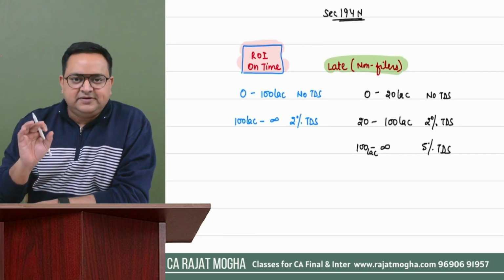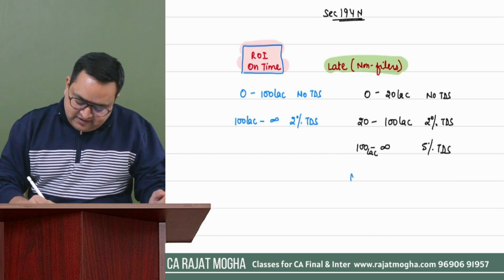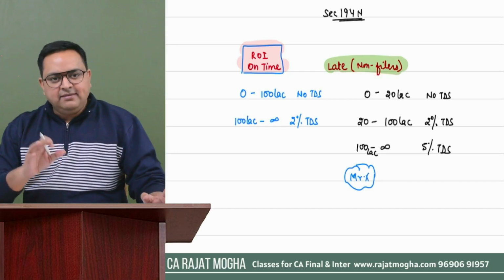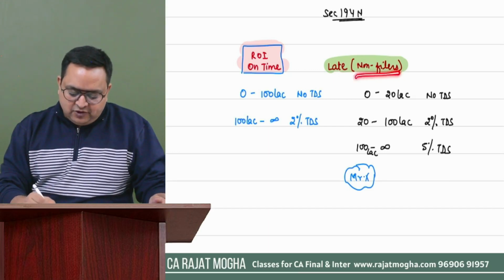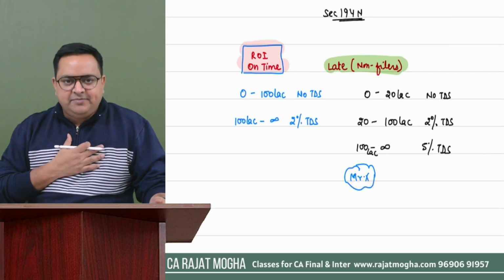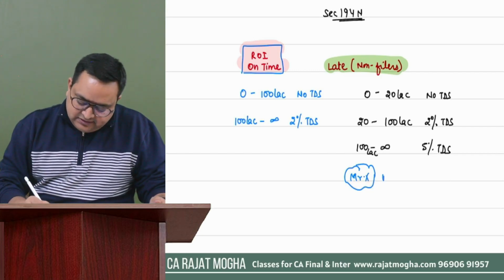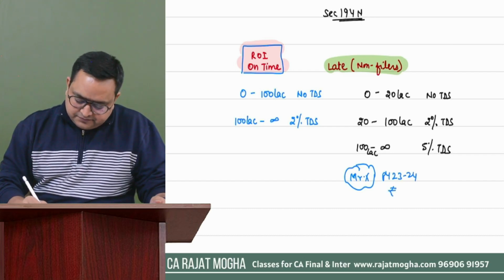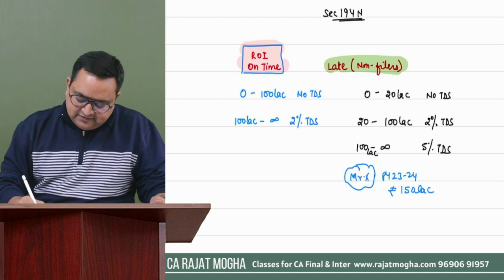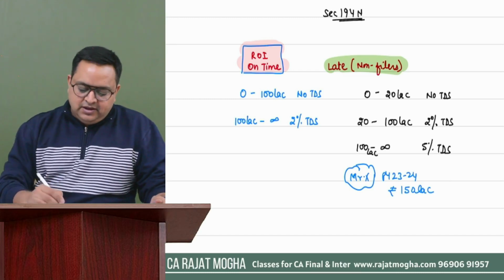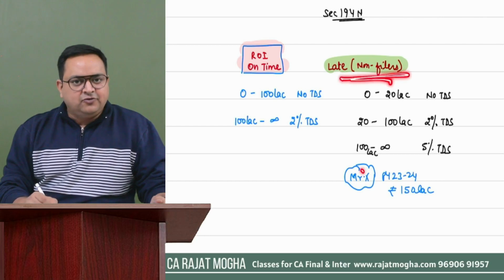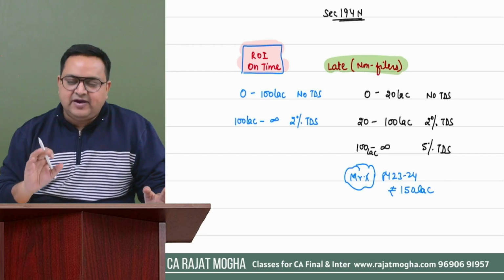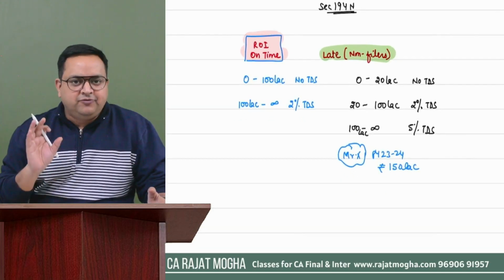Let's take an example. Let's say there is a person Mr. X, and Mr. X belongs to this category of non-filer. He was not submitting his return on time, so he's a non-filer. Let's say it is given in the question that in the previous year 23-24, this person has withdrawn 150 lakh from his bank account, and he is a non-filer, or they are filing their return but were late. It was not filed on or before the due date.